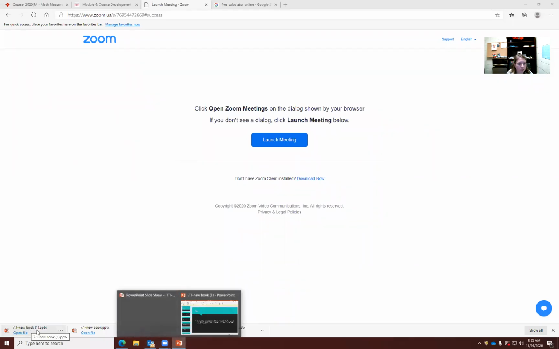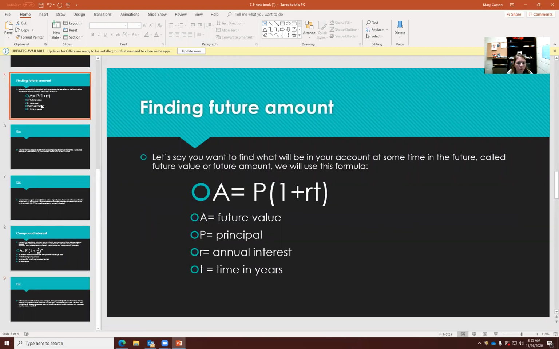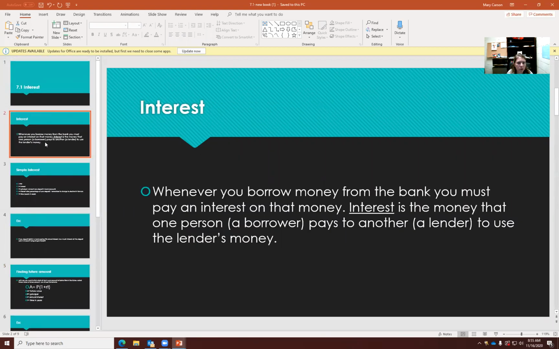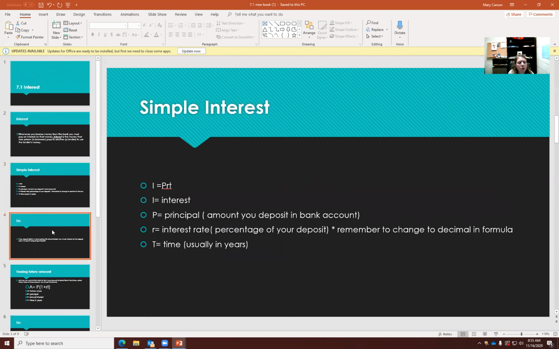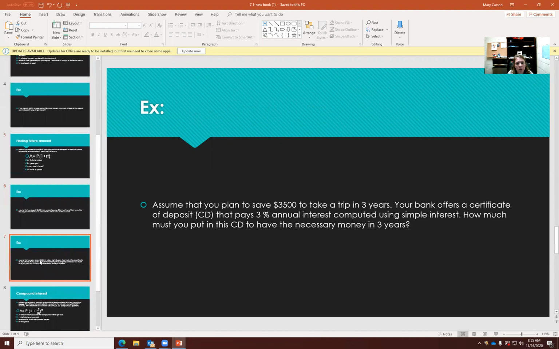All right, so 7.1. We went over interest, the simple interest formula, and some problems with finding the future amount. Remember, A is your future amount, P is called your principal, but it's also the present value. So if you wanted to find the present value, all you would have to do is take your future amount and divide it by 1 plus RT. Here's another example of that.